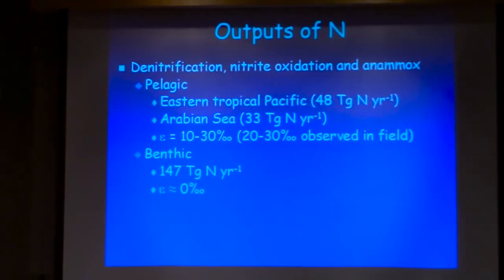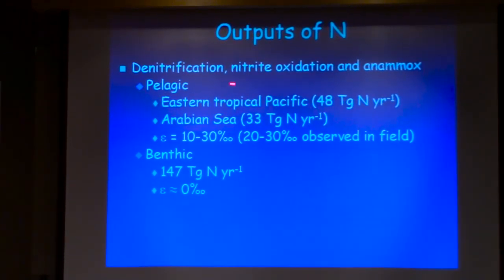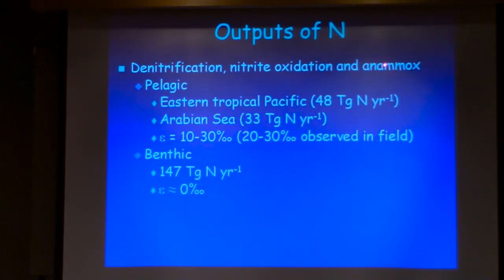Outputs of nitrogen include denitrification, nitrite oxidation, and anammox. The fractionation for these, not for nitrite oxidation, but for anammox and denitrification, is around 10 to 30 per mil, 20 to 30 per mil observed in the field. The big regions are the Eastern Tropical Pacific and the Arabian Sea, with the Eastern Tropical Pacific being greater, about 50 teragrams nitrogen, and about 30 teragrams nitrogen per year in the Arabian Sea. The biggest loss is through benthic denitrification.